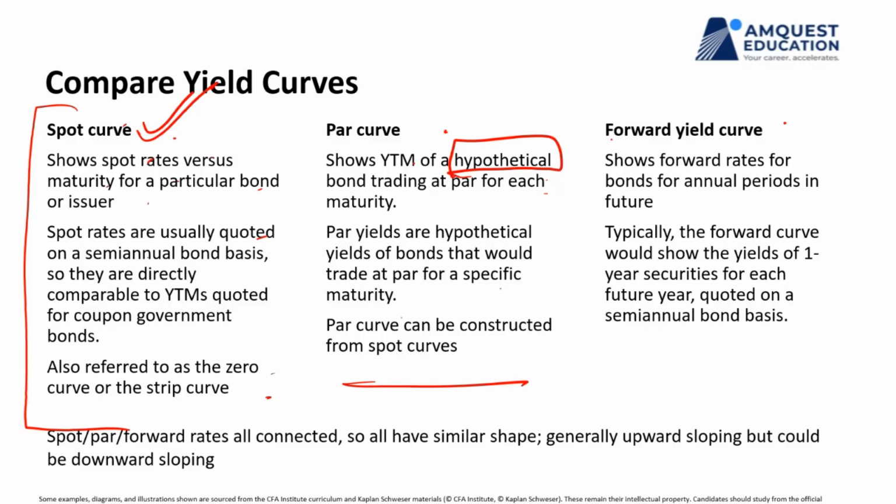But in certain cases, we need a forward curve. We need to look at what the forward rates will be. So it shows forward rates for bonds for annual periods in the future. Typically, the forward curve would show the yield of a 1-year security for each future year, and this is created using spot. As you just saw in the equation, all the forward rates are calculated using the spot rate data.